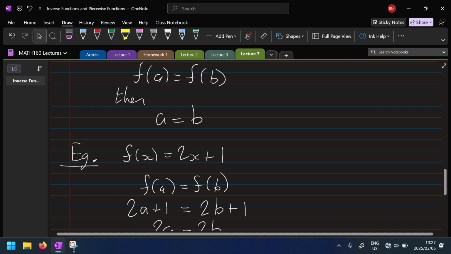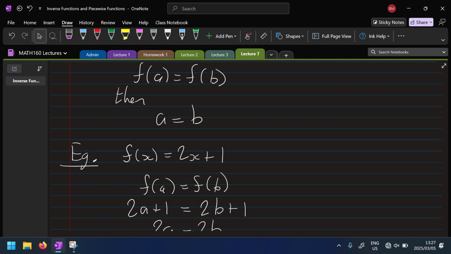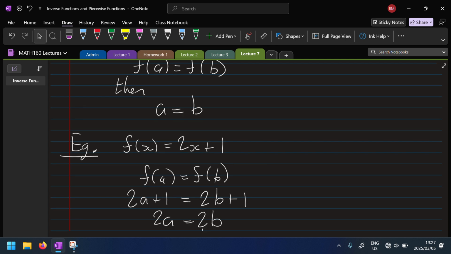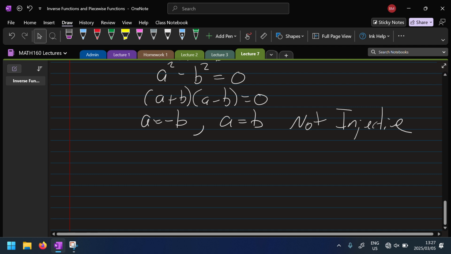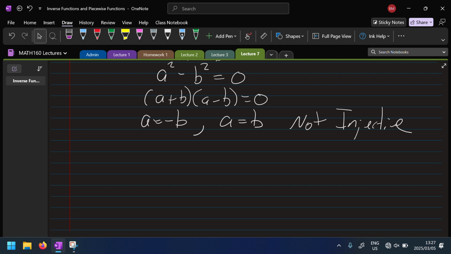Okay. Sometimes drawing the graph is very easy. For example, if it's x cubed, just do a little sketch of x cubed, you can see right away. Other functions you might not be able to sketch, but you can do the algebra and you'll get the same answer. Okay. I'll leave that to you. Okay. Any questions on injectivity? All clear on that? Okay.